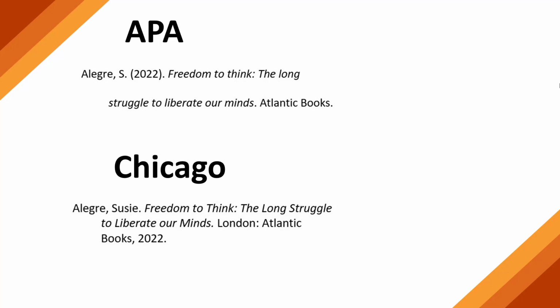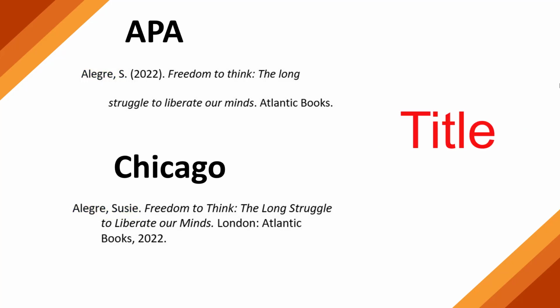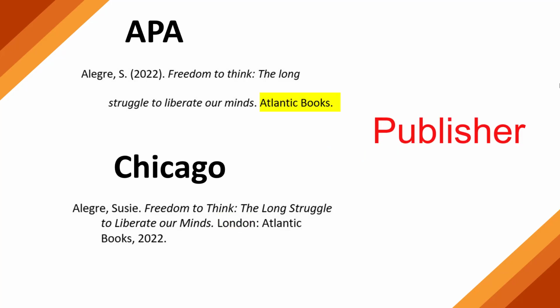Let's compare them. Author. APA gives last name, then initials, but Chicago gives the last name, then full first name. Title. They both put the title in italics, but Chicago capitalizes the main words and APA doesn't. Date. They both put the year the book was published, but in a different position. City of publication. Chicago gives the city, but APA doesn't. Publisher. The punctuation is different. That's also something you need to pay attention to.